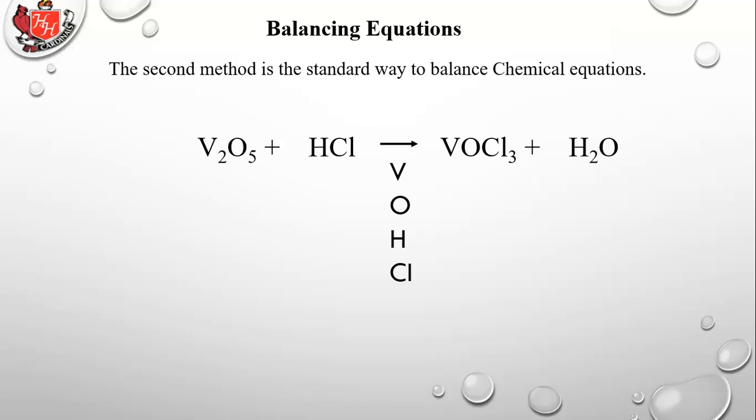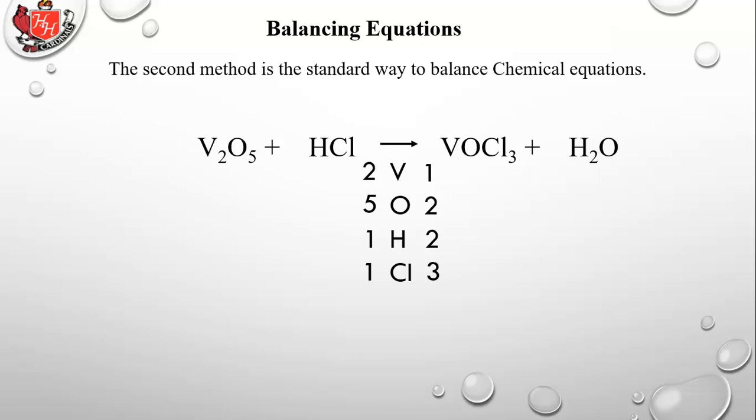So what you do is you count how many vanadiums on the left. You have 2 atoms over there, and on the right you have 1 atom. Oxygen. On the left you have 5, and on the right you have 1 in VOCl3 and you have 1 in H2O. So that's a total of 2 on the right. For hydrogen, you have 1 on the left, and you have 2 on the right, H2, that's 2 atoms of oxygen. And for chlorine, you have 1 on the left, and you have 3 on the right. So nothing there is in balance.